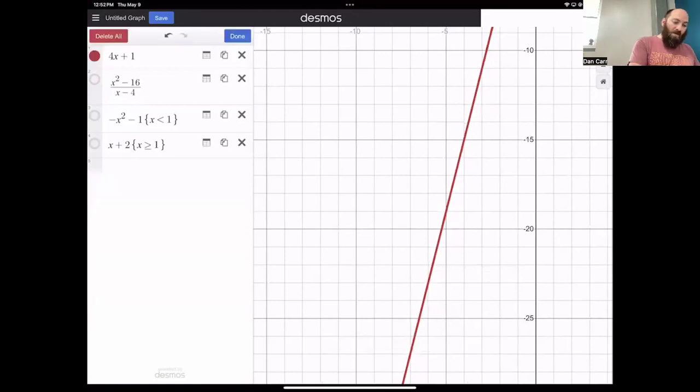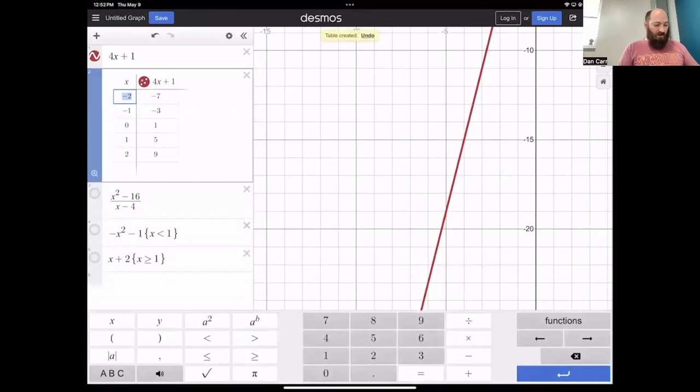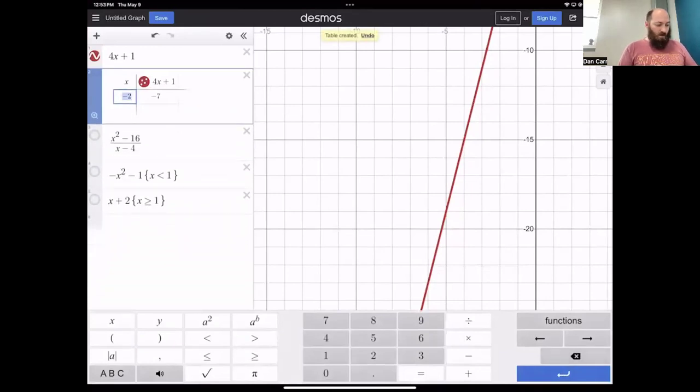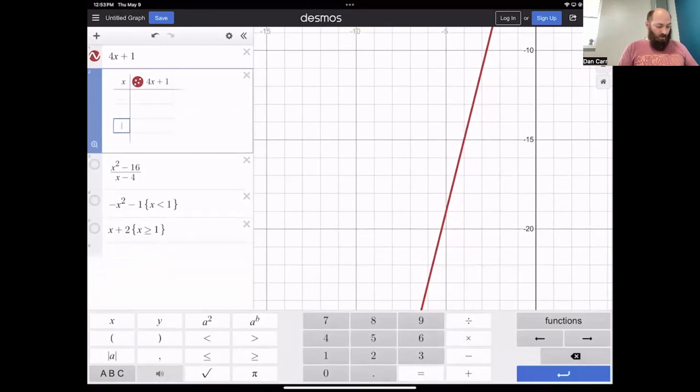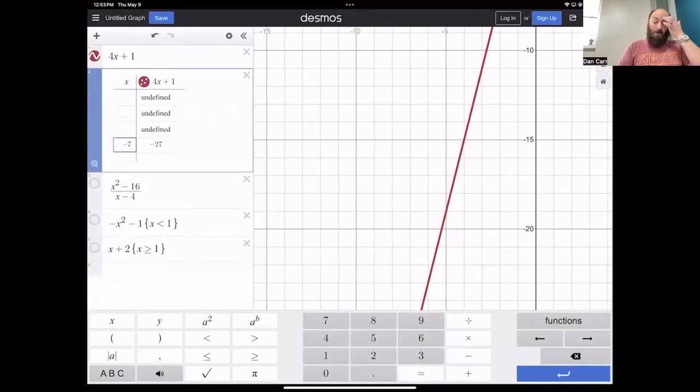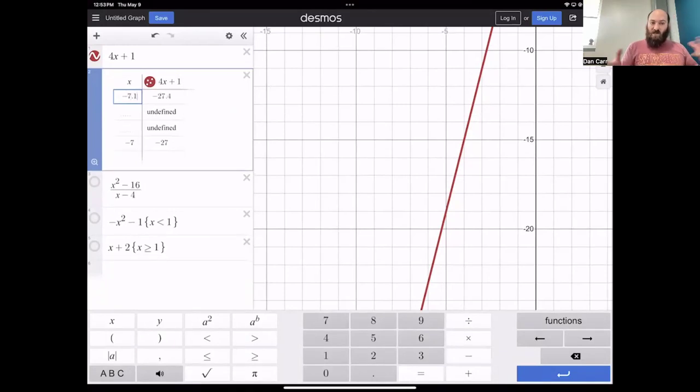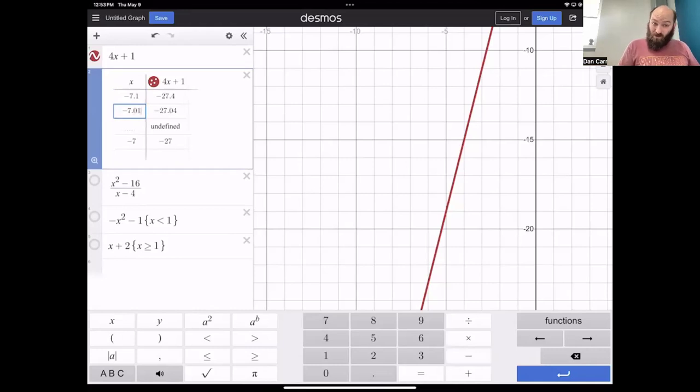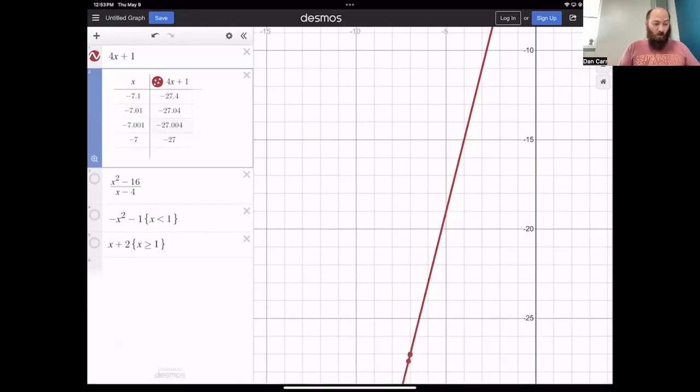So I'm going to show that with a table here. Let me just delete some of these out. Okay, so I'm going to put -7 right here. Below -7 are values that are close. So for example, -7.1, let's say. You see how it's -27.4. If I do -7.01, we got a little bit closer to -27. When I go to -7.001, again, we're getting very close here. Look at my y column. It's getting closer and closer and closer to -27.